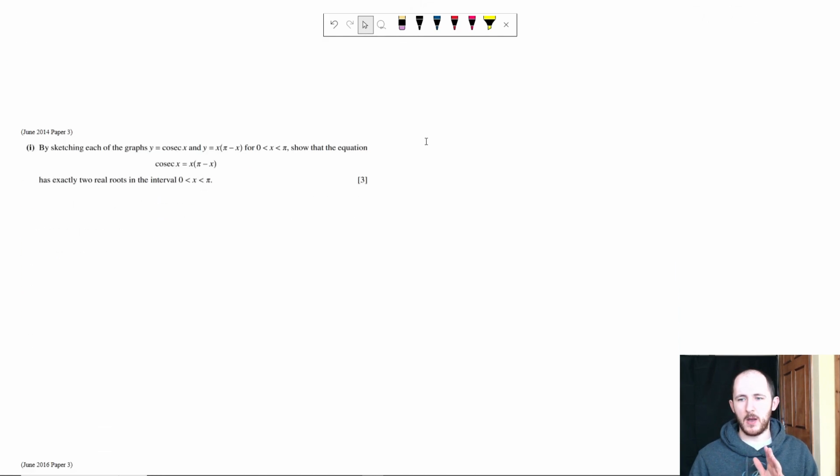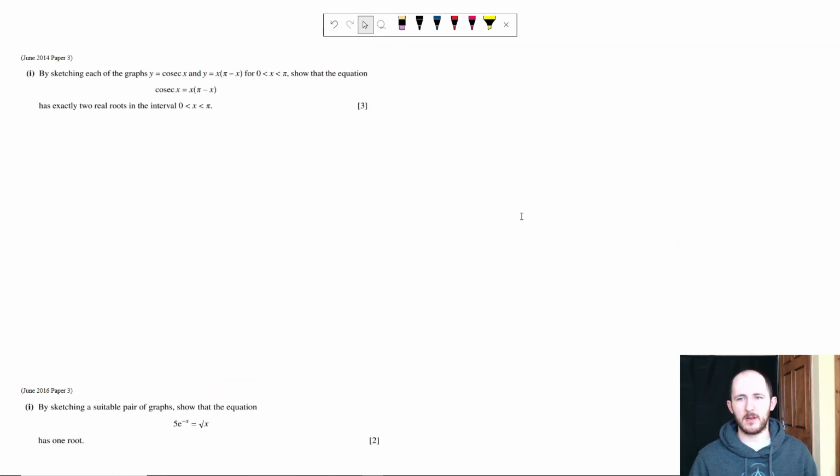We're going to go through some questions though to make this make a bit more sense. So for part 1 it says, by sketching each of the graphs y equals cosec x and y equals x(pi minus x) for 0 to pi, show that the equation cosec x equals x(pi minus x) has exactly 2 real roots in the interval.